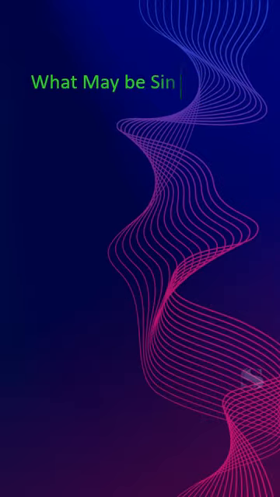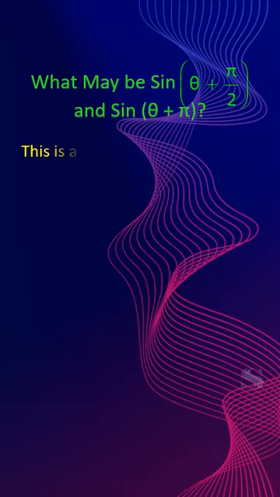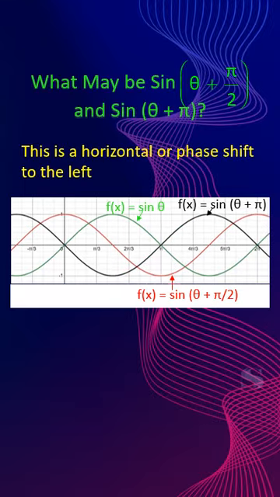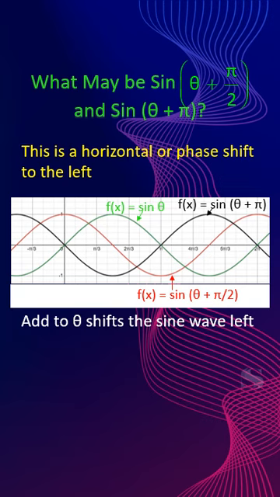Let us now look at what happens when we add an angle inside the sine function. Quite expectedly, adding an angle means the sine curve starts earlier than usual, so it appears shifted to the left on the graph. This is a left phase shift, or left horizontal shift of the curve along the x-axis. Take the example of sine theta plus pi by 2.